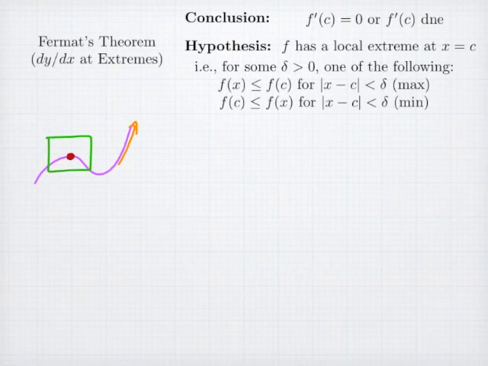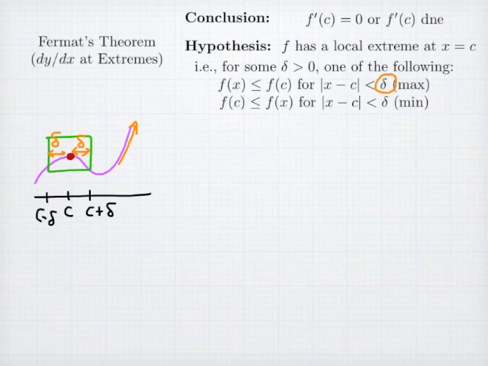The definition for a local extreme involves this value delta. Delta represents the size of my window. If my local extreme happens at a point C, then my window allows me to go up or down delta. And so between C minus delta and C plus delta, I am at a maximum or a minimum.